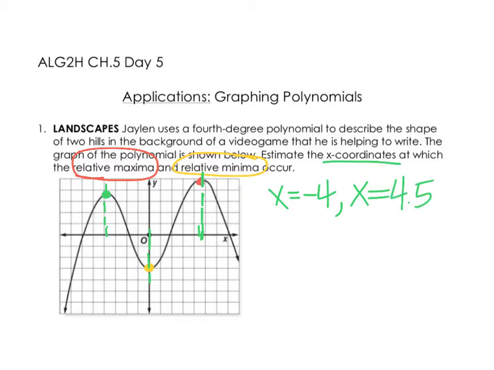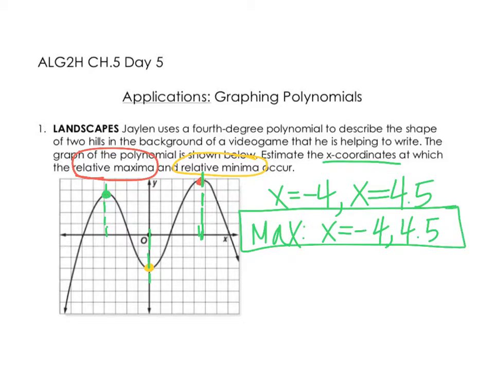So we're going to say that value is at x equals 4.5. Now these are going to be our relative maxima, so we would say maximums are at x equals -4, 4.5. And then our relative minima is this point right here, and that's just at x equals 0. So relative minima is x equals 0. And there's our solutions.